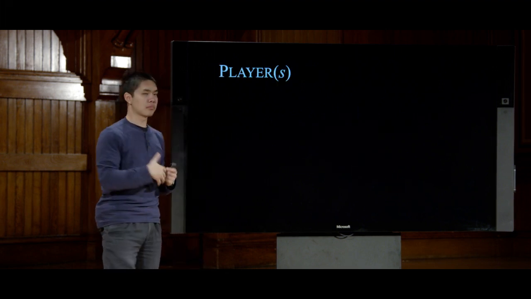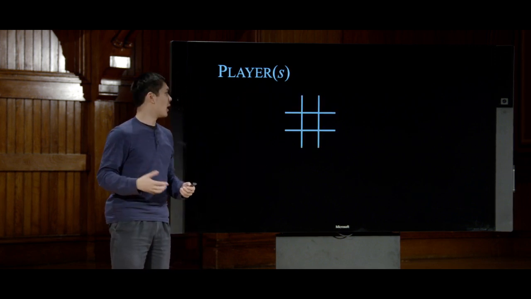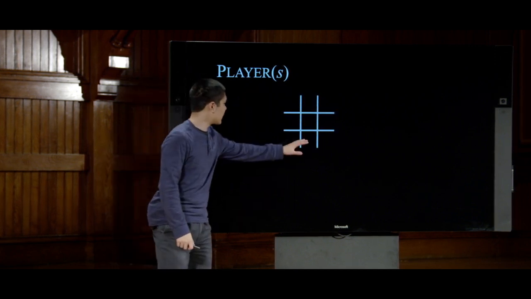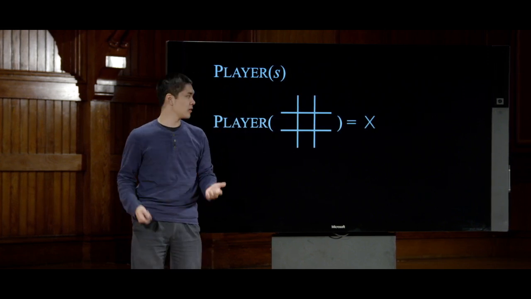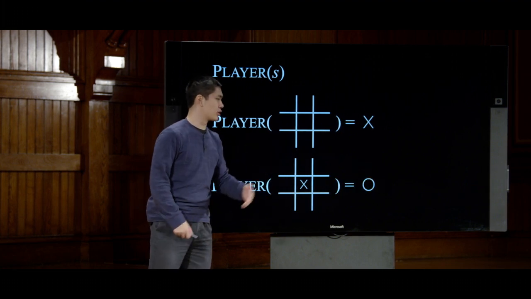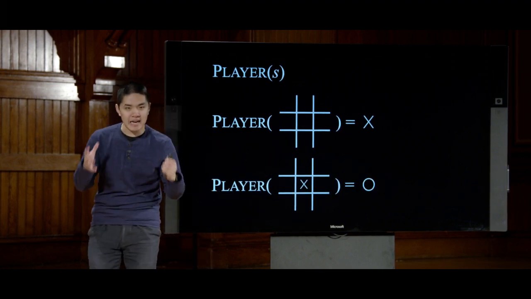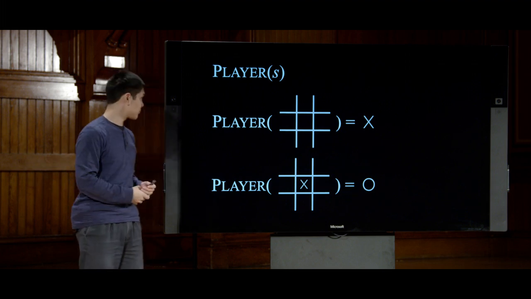Then we need the player function that again takes a state and tells us whose turn it is. Assuming X makes the first move, if I have an empty game board, then my player function is going to return X. And if I have a game board where X has made a move, then my player function is going to return O. The player function takes a tic-tac-toe game board and tells us whose turn it is.